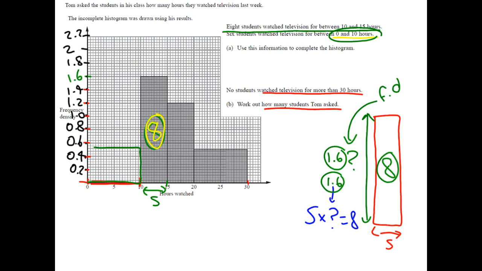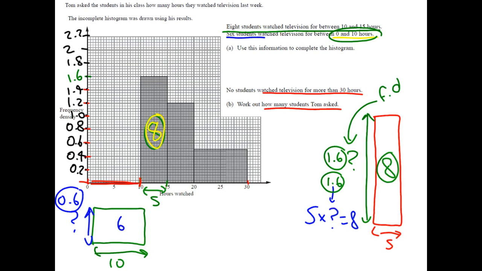Now let me just draw this randomly. We know it's 10 wide. Okay. We know that it's 6 students. So we have to go up by 0.6, because 0.6 times 10 is 6. Okay, so that has to be 0.6. Does that make sense? It's all about the area thing. So we draw that on as 0.6. That's representing 6 people. So 6 people there, 8 people here.